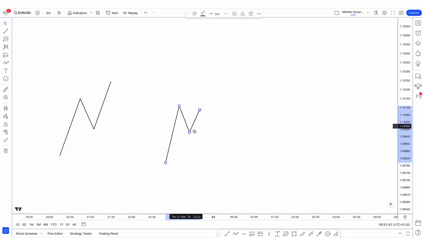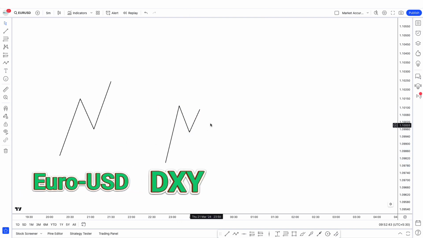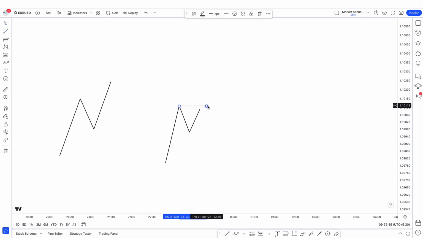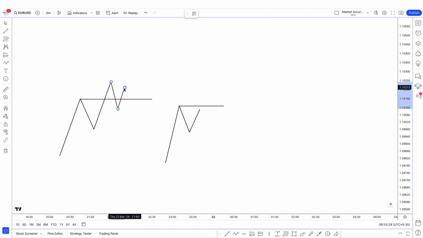So when you have your EUR/USD making a higher high and the dollar index fails to create a higher high, and you also have an ABC formation on EUR/USD, what you can do now is wait for market structure shift, and you take your entry and boom, you can target this level or a level down here. Okay, so it's really that simple.